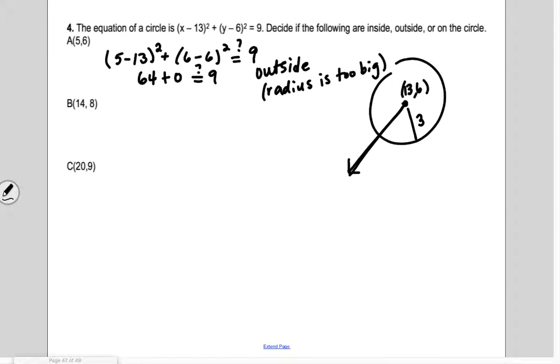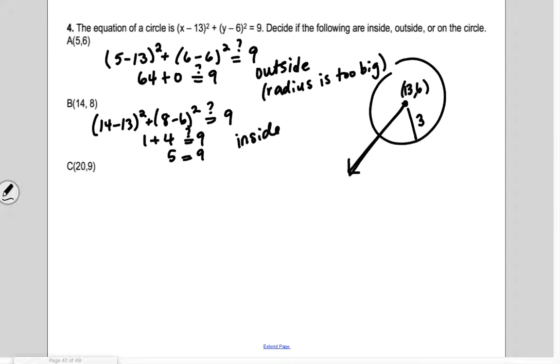All right, how about the 14, 8? So we plug it in. We're like 14 minus 13 squared plus 8 minus 6 squared. I want to see if that's equal to 9. 1 plus 2 squared is 4. Is that equal to 9? No. Is it bigger or smaller than 9? Smaller, so it's inside. I'm going to guess the next one's probably on the circle because I'm sneaky like that.